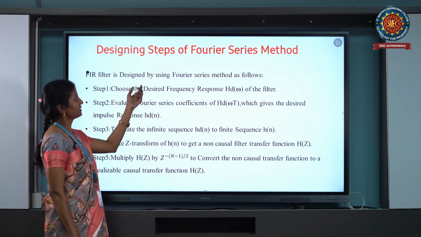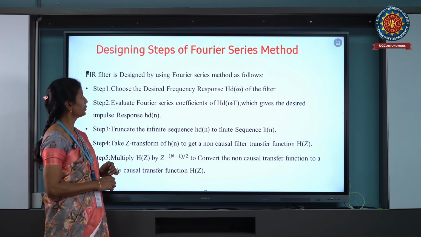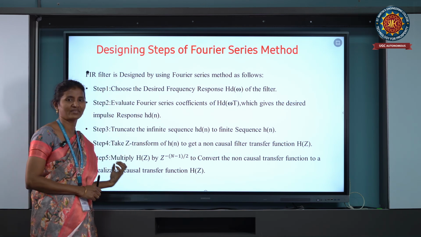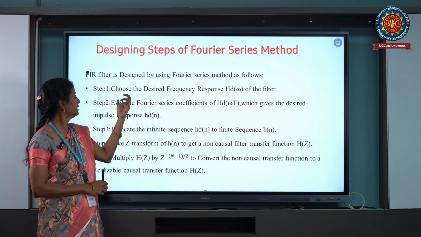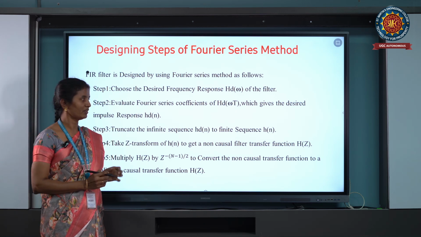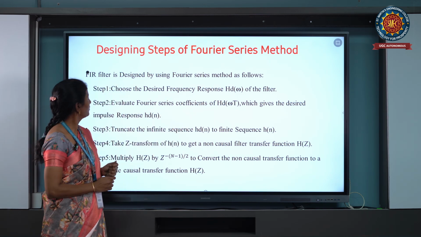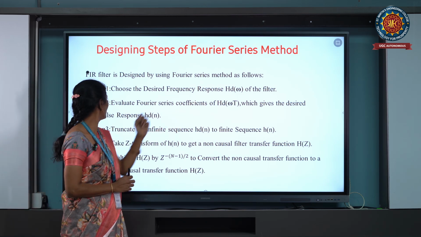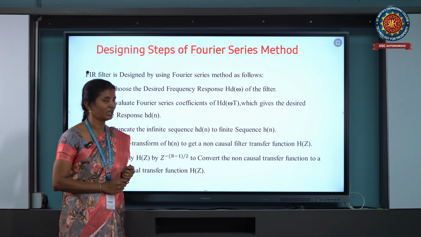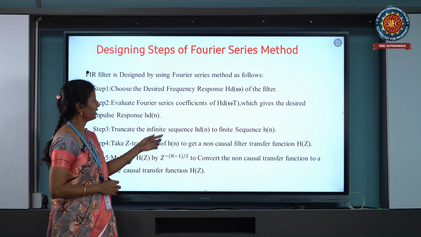Next topic, designing steps of the Fourier series method. The filter is designed by using these 5 steps. The first step is to choose the desired frequency response HD of e power j omega. Then, apply the inverse Fourier transform to HD of omega.